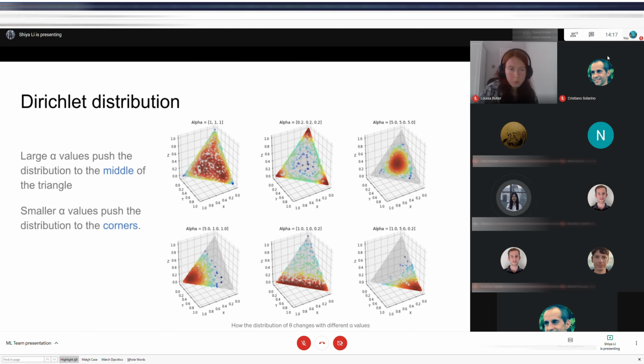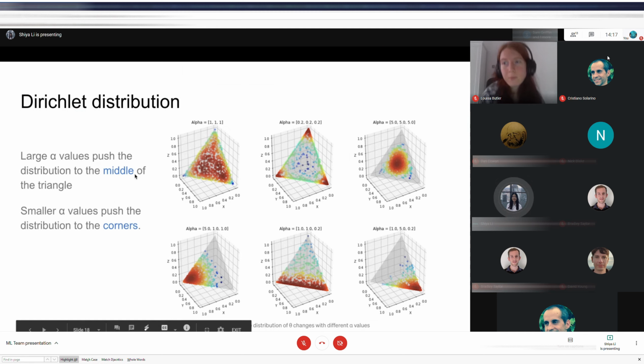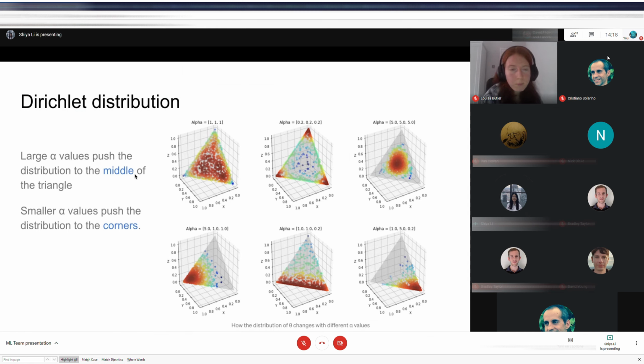We use a three-dimensional example here, and as we can see in the graph, how does alpha affect the shape of theta? Large alpha values push the distribution to the middle of the triangle, like this. We take alpha to be 5, 5, 5. And smaller alpha values push the distribution to the corners. Let's look at here, alpha equals 0.2, 0.2, 0.2.